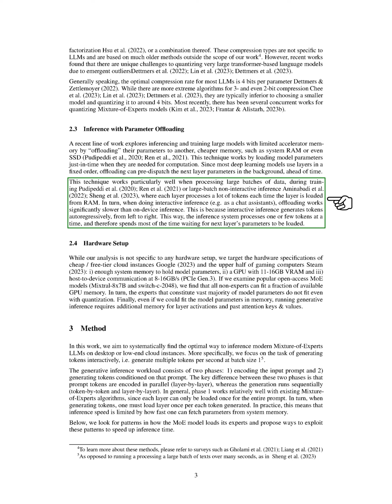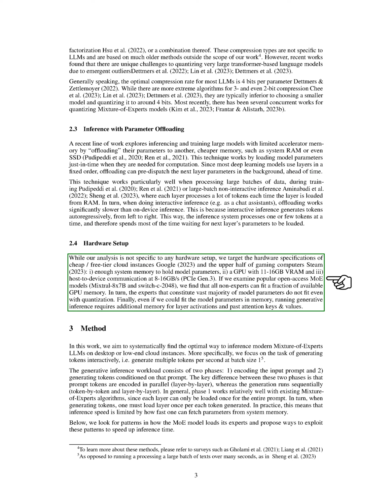Our analysis isn't specific to any hardware setup, but we're targeting the hardware specifications of inexpensive or free-tier cloud instances and the upper half of gaming computers. These typically have enough system memory to hold model parameters, a GPU with 11 to 16 GB VRAM, and host-to-device communication at 8 to 16 GB per second. If we look at popular open-access mixture of experts models, we find that all non-experts can fit in a fraction of available GPU memory. However, the experts that make up the majority of model parameters don't fit even with quantization. And even if we could fit the model parameters in memory, running generative inference requires additional memory for layer activations and past attention keys and values.